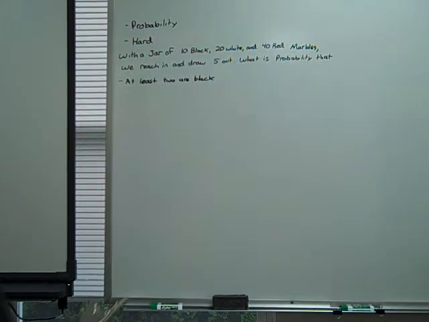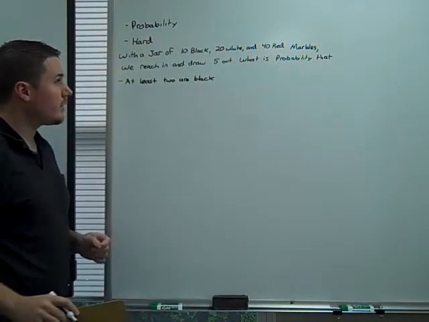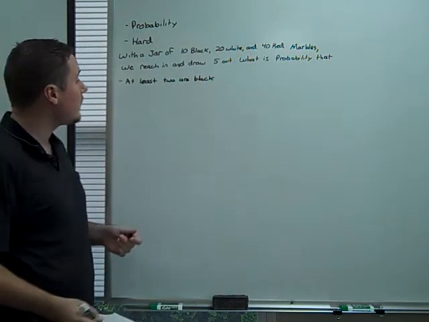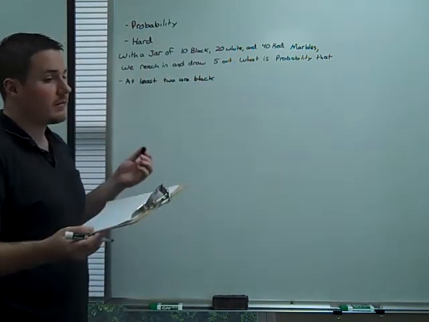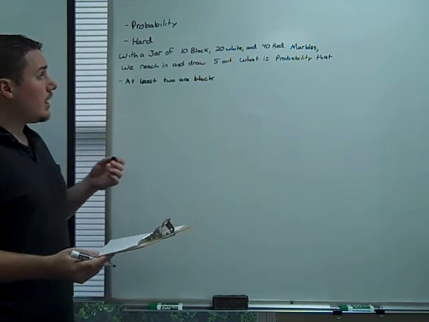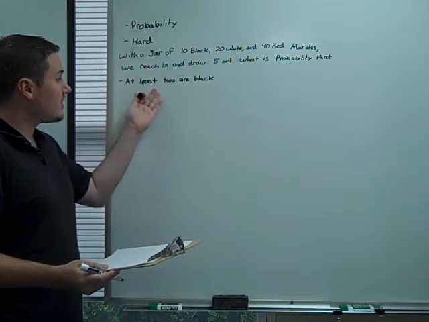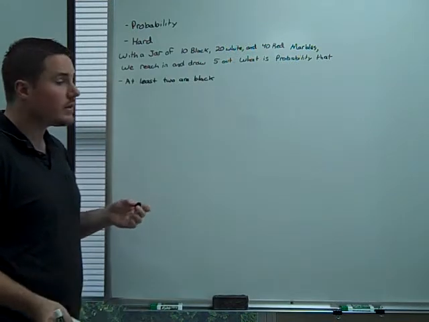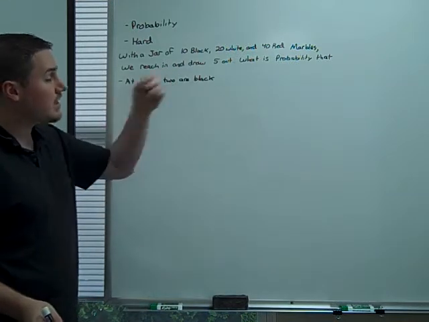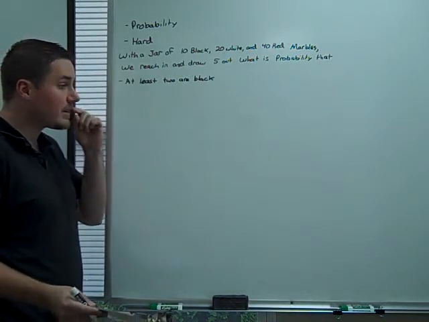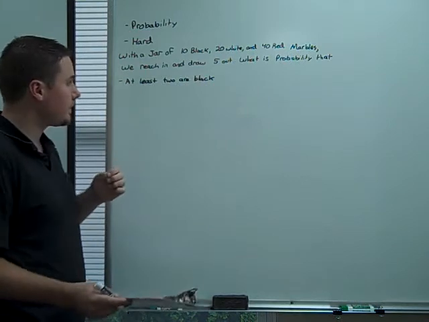Alright, for the second part of this problem, the setup is the same. Jar of 70 marbles, 10 black, 20 white, 40 red. Reach in and draw 5 out. Similar to the cards. But now we're asking the probability that at least 2 are black. Well, intuitively, 10 out of the 70 are black, so this is probably going to be a very low probability event.